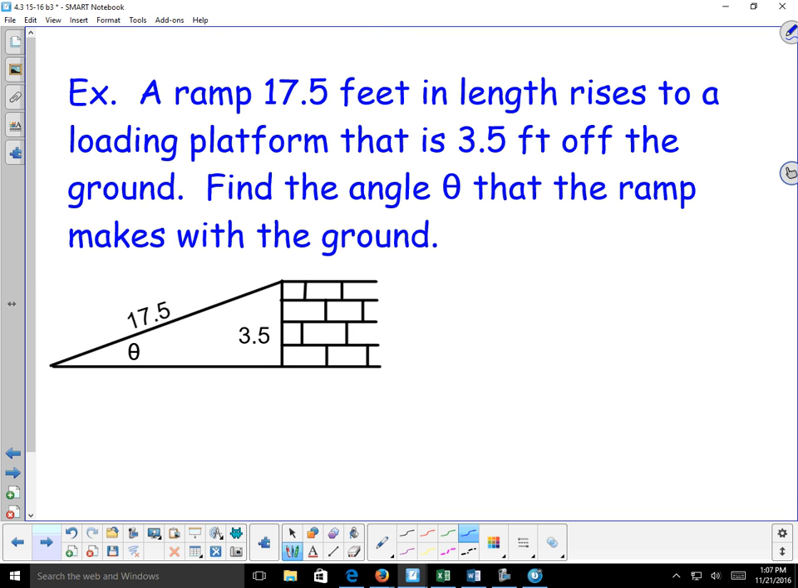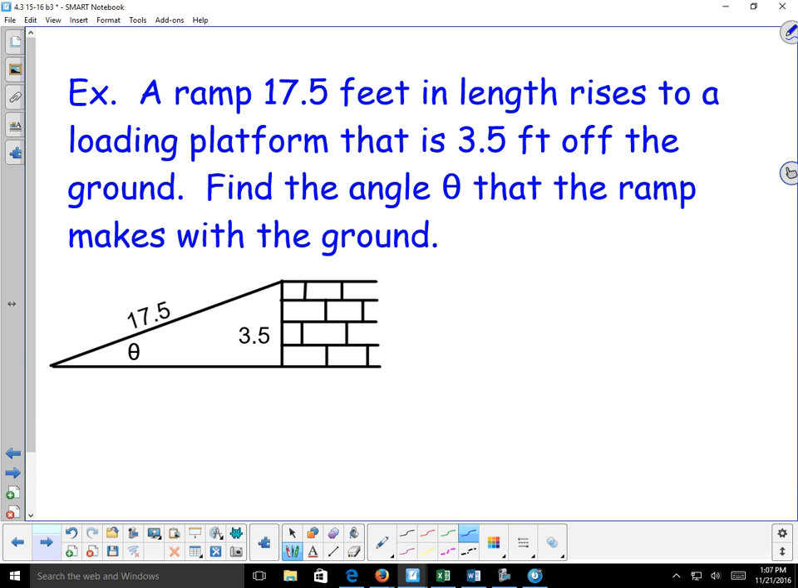A ramp 17.5 feet in length rises to a loading platform that is 3.5 feet off the ground. Find the angle theta that the ramp makes with the ground. This is another case for SOHCAHTOA. What would we use? Sine, cosine, or tangent in this case?